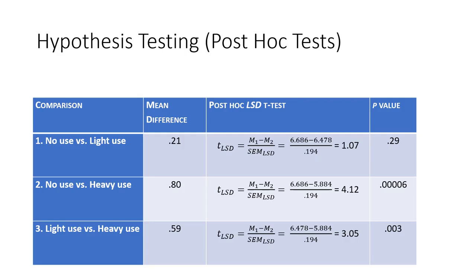So what we have here is that for no use and light use, there's no compelling evidence of a difference. We do have compelling evidence for the idea that heavy use leads to less sleep than no use, and we have compelling evidence that heavy use leads to less sleep than light use.